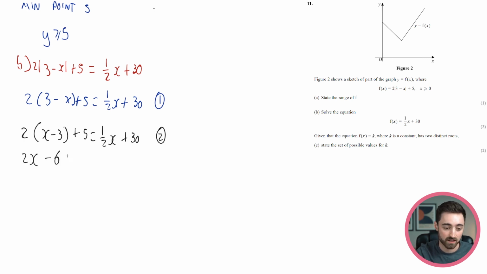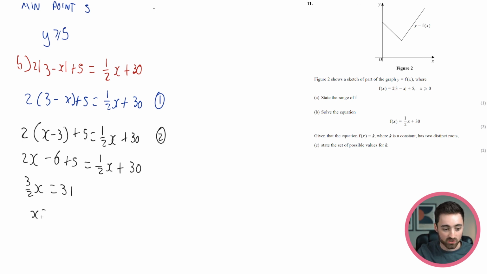2x minus 6. I'm going to add a 5, and that's going to be equal to a half x plus 30. Okay, let's take this half x over to the left-hand side. So 2x minus a half x, I'm going to have 1.5, or 3 over 2 x left. Minus 6 plus 5 is going to be minus 1, I believe. Yes. So I'm going to get minus 1, and then I'm going to add it to the right-hand side. So I'm going to get 3 over 2 x equals 31.